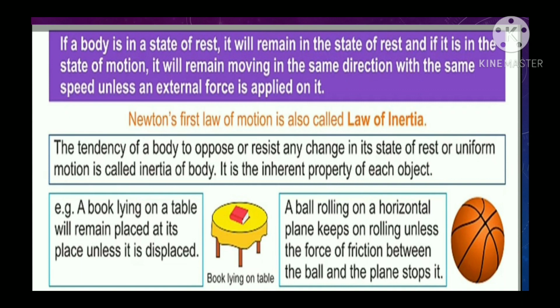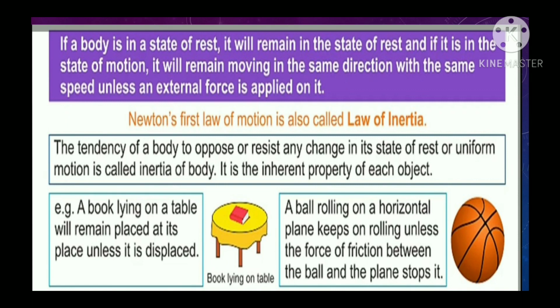Newton's first law of motion. If no force is acting on a body, its velocity does not change. That is, the body does not accelerate. If a body is in a state of rest, means not moving, it will remain in the state of rest. It will remain as it is. And if it is in the state of motion, it will remain moving in the same direction with the same speed or velocity unless an external force is applied on it. External force means frictional force also we can tell, or any other kind of force.